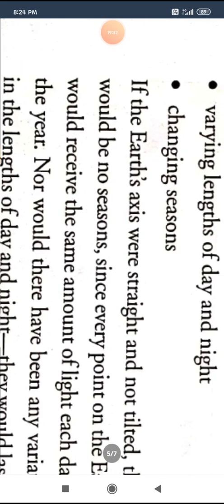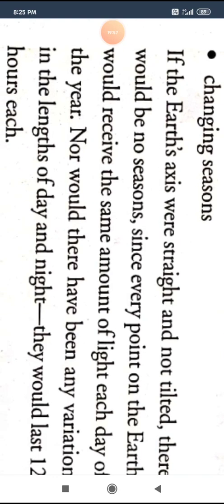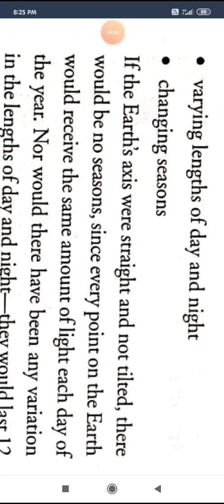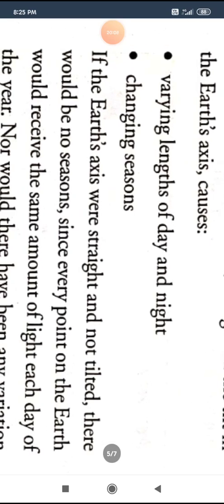Suppose the earth's axis were straight, not tilted. Then there would be no seasons, since every point on the earth would receive the same amount of light each day and year. So there would be no variation in the length of day and night, and they would last 12 hours each. Okay, so because of this revolution, there is changing of seasons and varying of day and night.